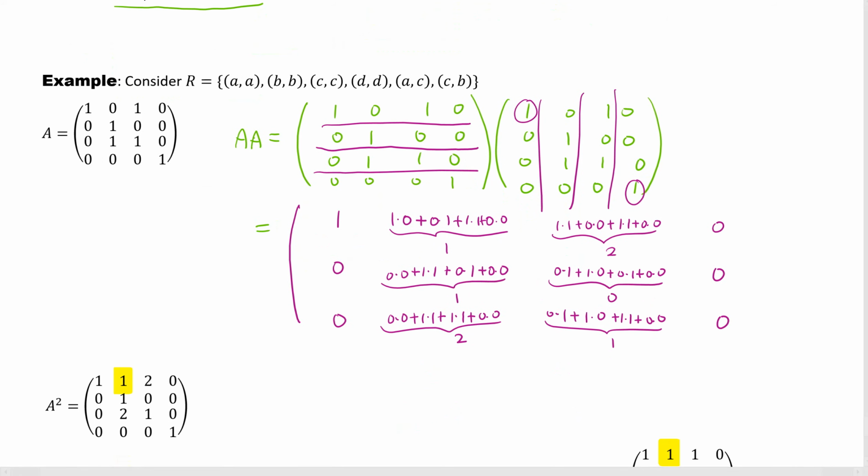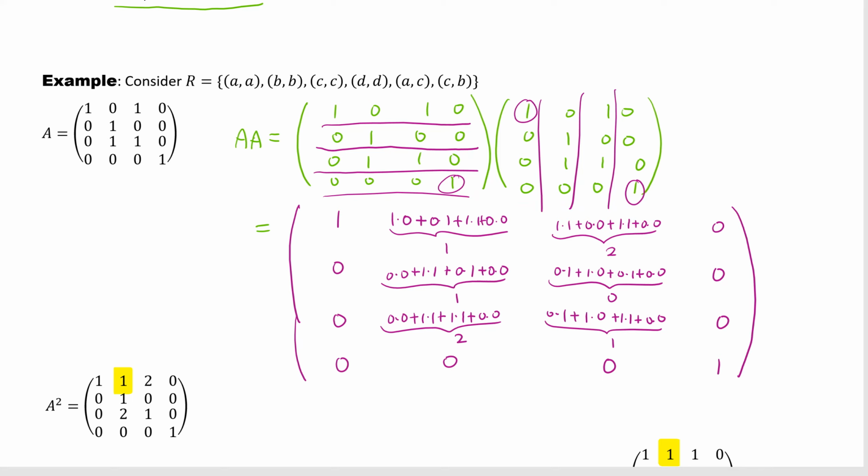Almost there. Last row. The only non-zero entry is the 1. 1 times 0 is 0, 1 times 0 is 0, 1 times 0 is 0, 1 times 1 is 1. So this is 0, this is 0, this is 1.